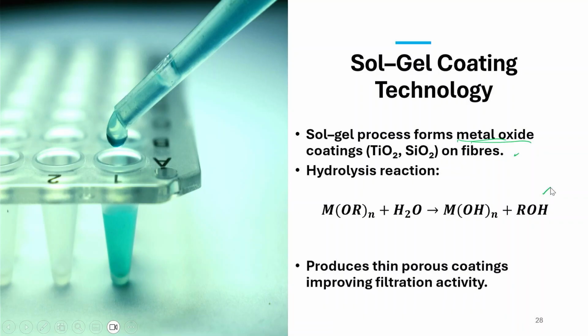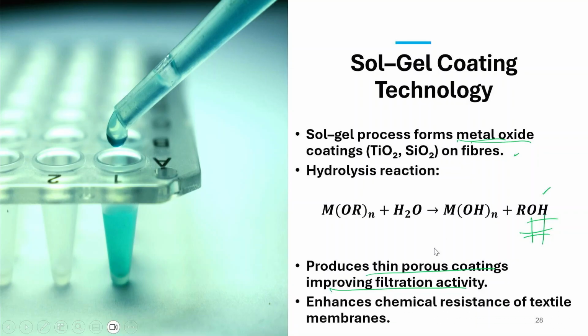So, this produces a thin porous coating on the fiber, on the fabric, which improves the filtration activity. So, sol-gel coating is done on textile material to improve the filtration, because it forms a porous coat on the textile material. It also enhances the chemical resistivity of the textile membrane, because due to this coating the fibers are protected. So, the chemical resistance of this membrane is enhanced.